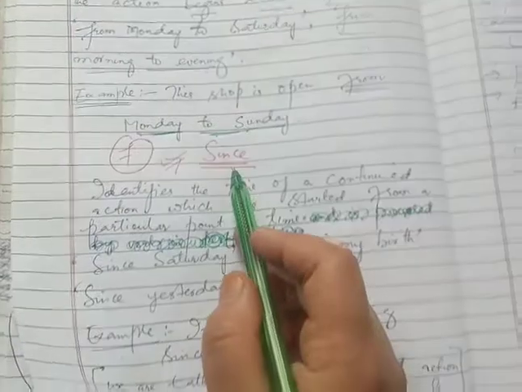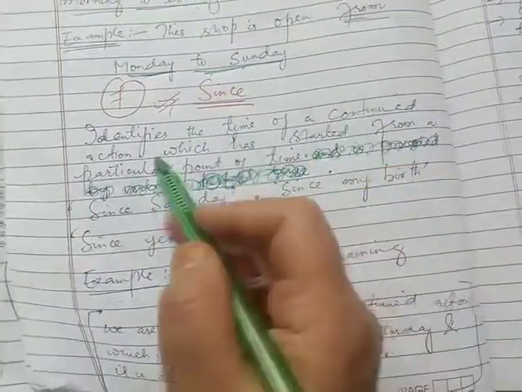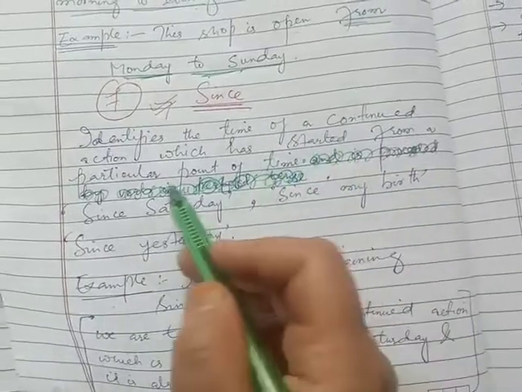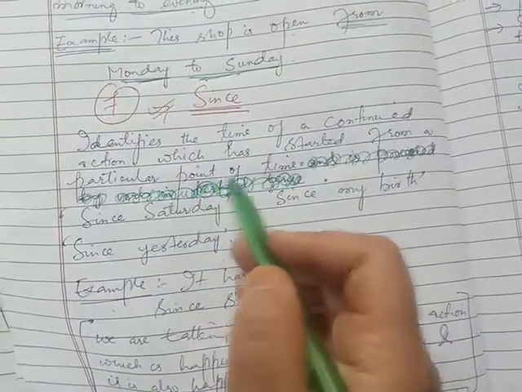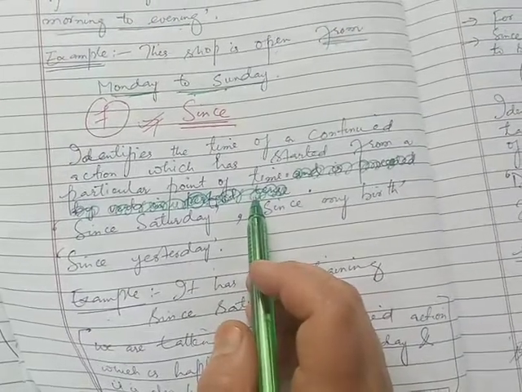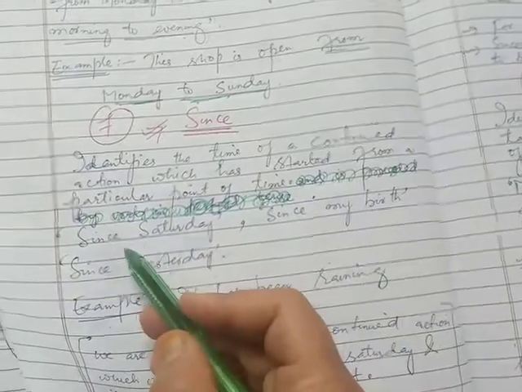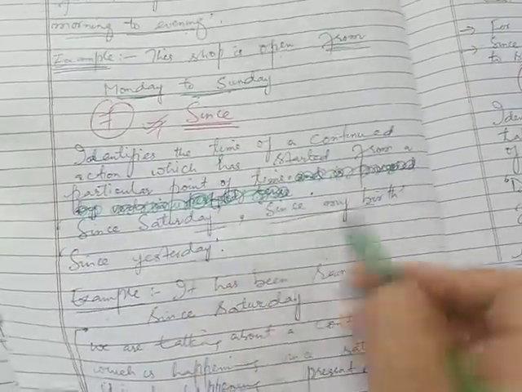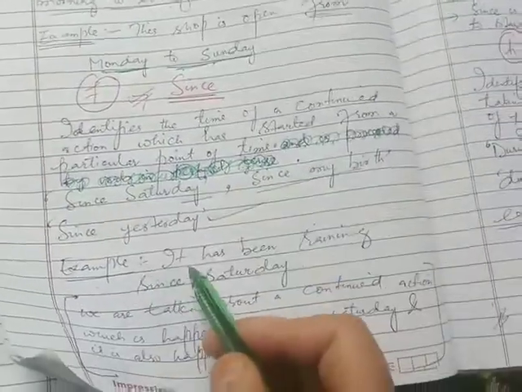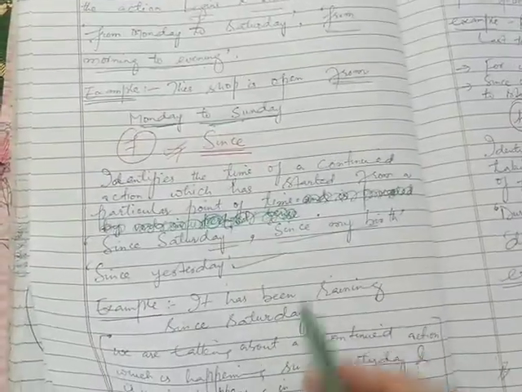Now let's move towards another preposition, since. It identifies the time of a continued action which has started from a particular point of time. So, since indicates the time of a continued action which has started from a particular point of time. For example, since Saturday, since my birth, since yesterday. For example, it has been raining since Saturday.